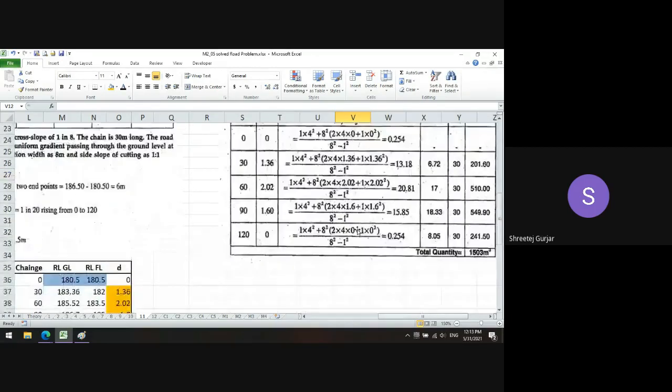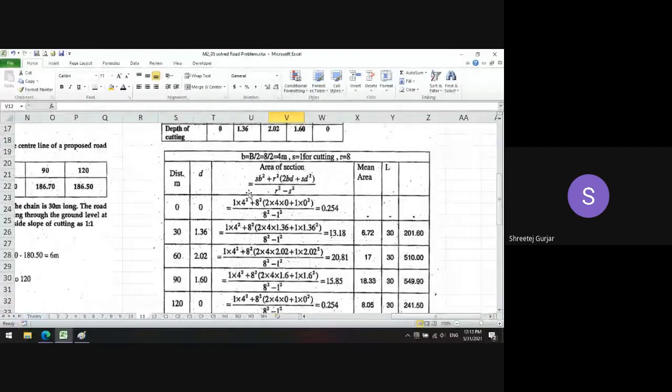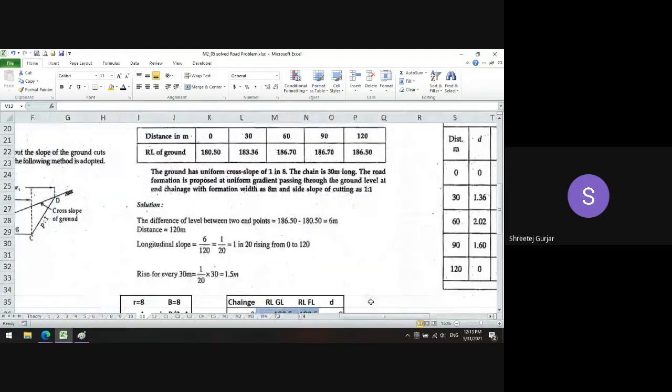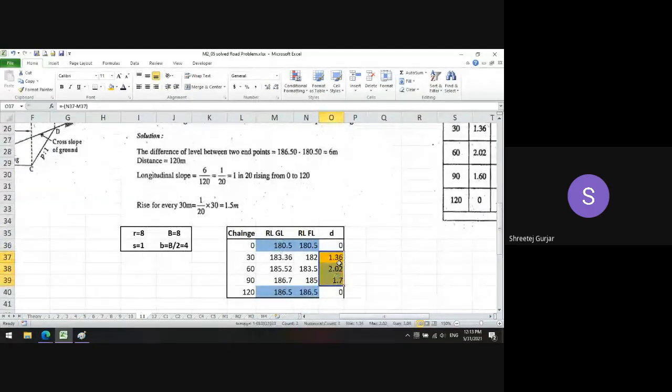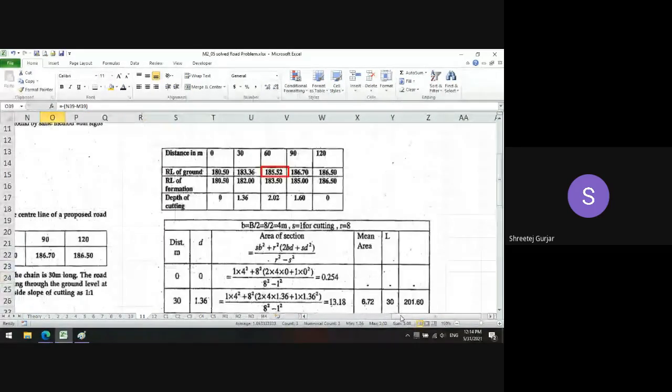If you try to calculate in your notebook later on, you will get the same answer, 1503 meter cube. So you have to calculate this area using this formula, then calculate your mean area, multiply that by the interval, and you will get your quantity. All of these are in cutting. Remember, we have got all negative values, so all of that was in cutting. So this is how we can solve this particular numerical.